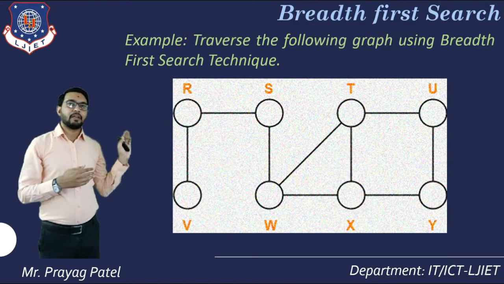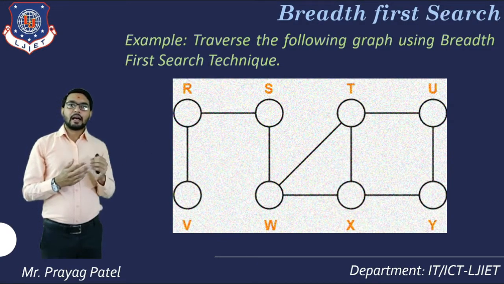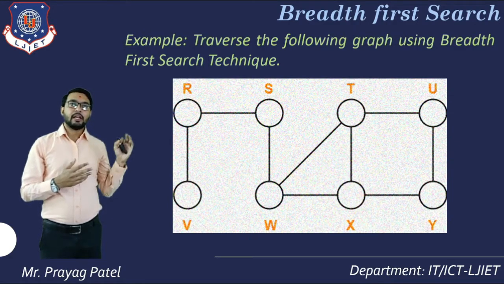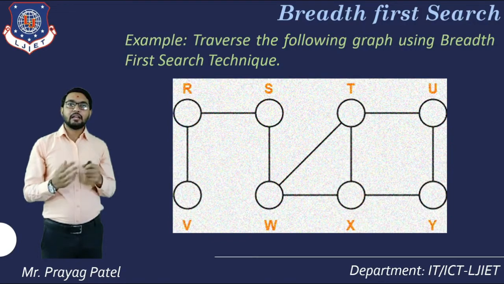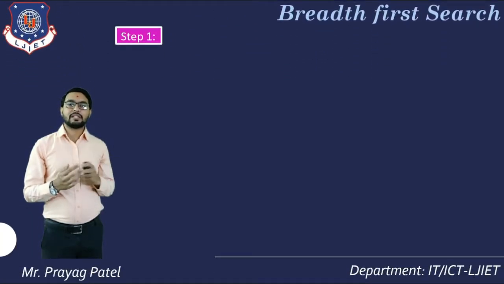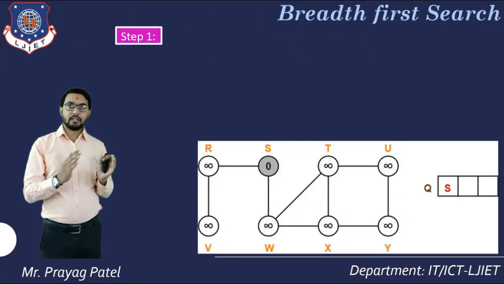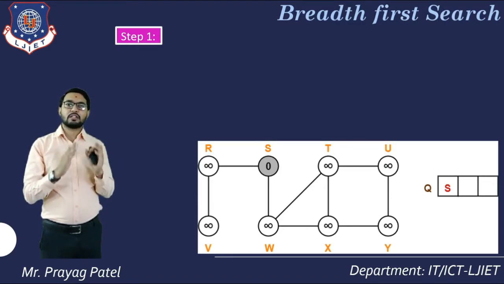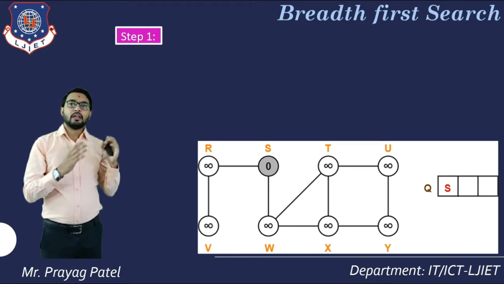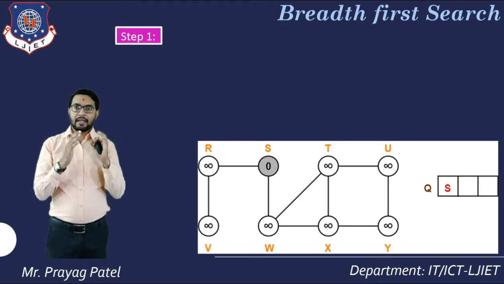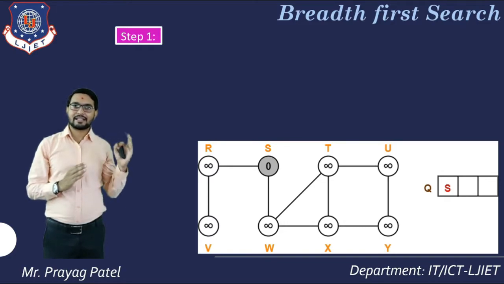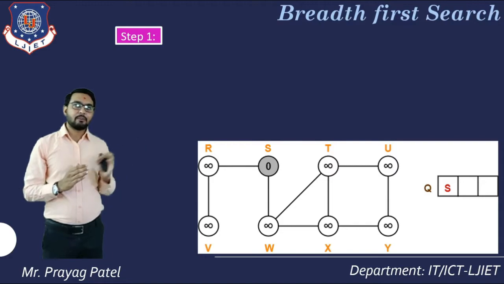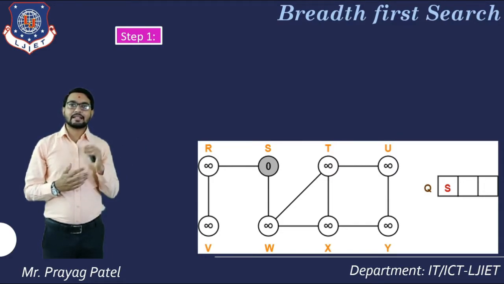Here in the given graph there are many nodes: R, S, T, U, V, W, X, Y, and many edges. Then you want to search the elements from this graph. So initially we consider a starting point. In BFS you can consider any node as a starting point. If the example gives node S as the starting node, then we consider node S as the starting node. In this example we take node S as the starting node.